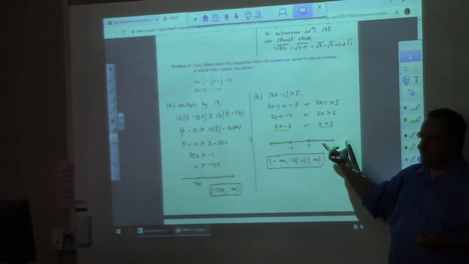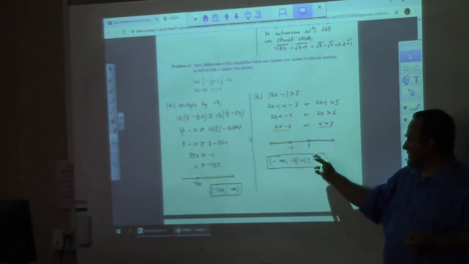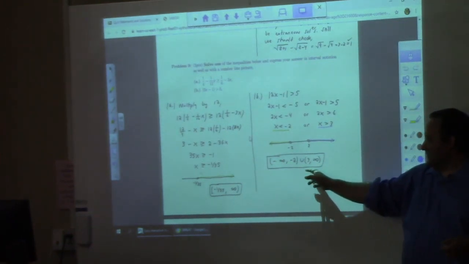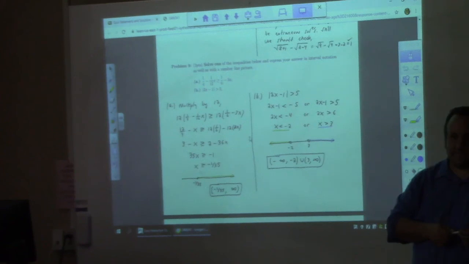You cannot have one x with both of these, right? So the solution is two different disjoint intervals on the number line, and we can write the solution in terms of a union of those two rays, two intervals.